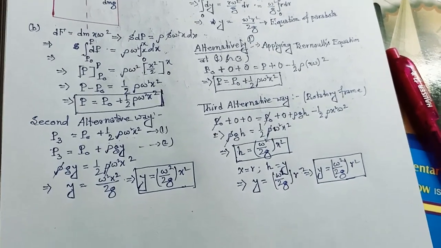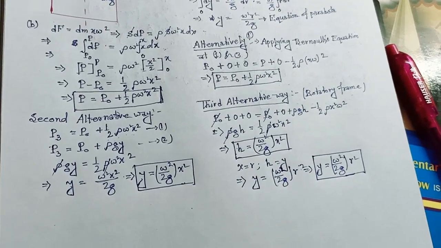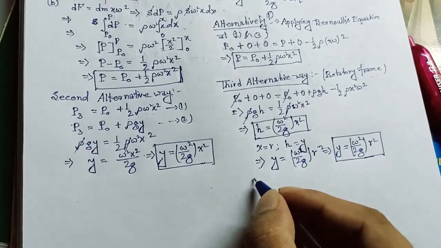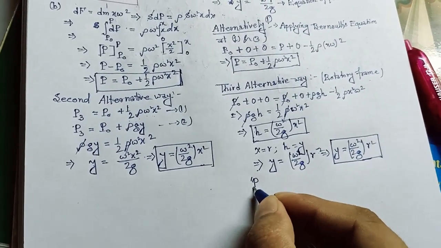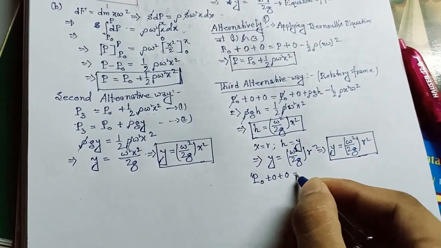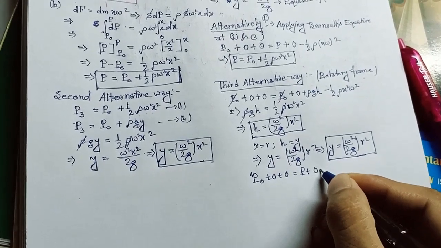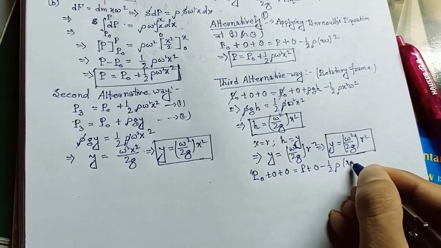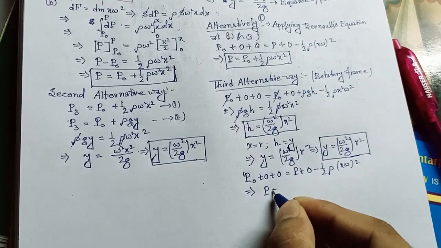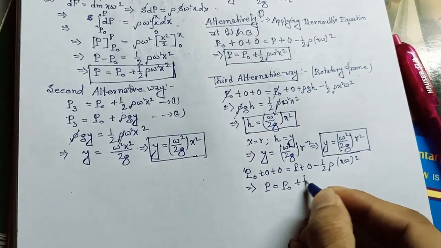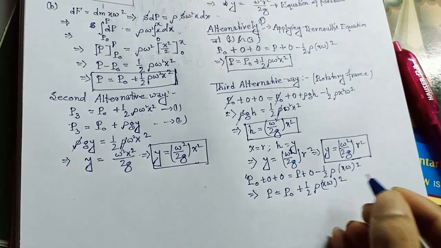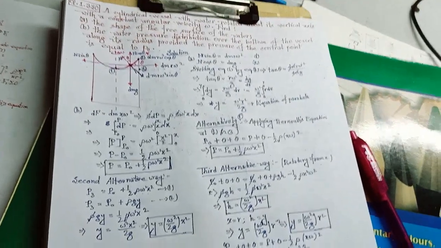Again we can find the pressure in this way by applying the rotating frame. For the rotating frame the Bernoulli equation will be P naught plus 0 will be P plus 0 minus half rho x omega whole square. So from this equation we can write our pressure variation will be P equal to P naught plus half rho x omega whole square. So this is a complete solution for this question.